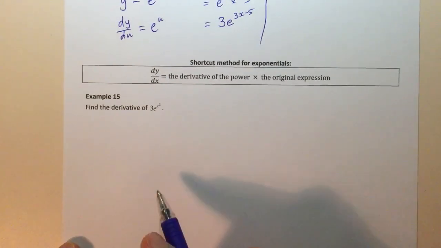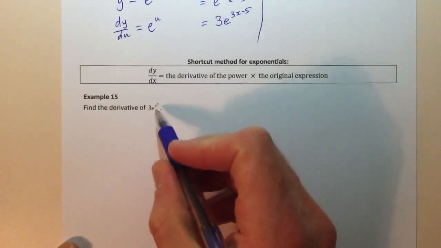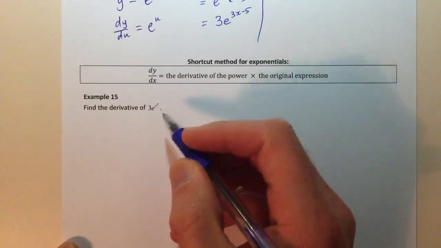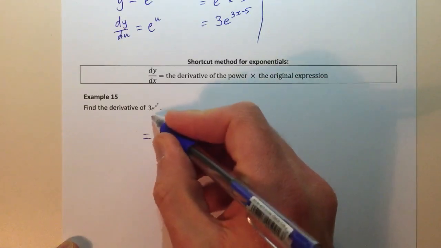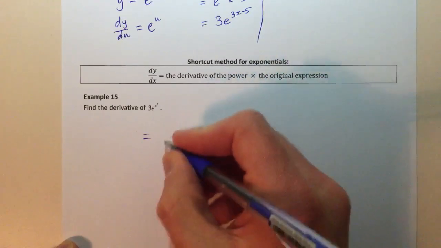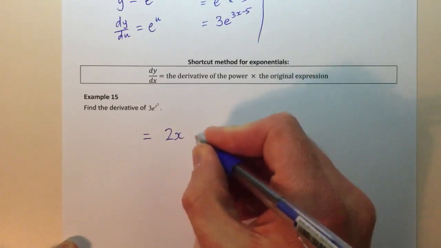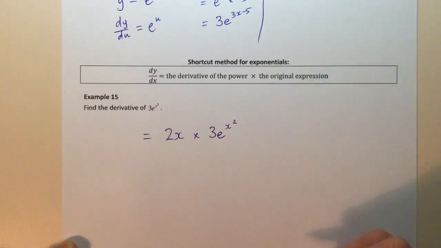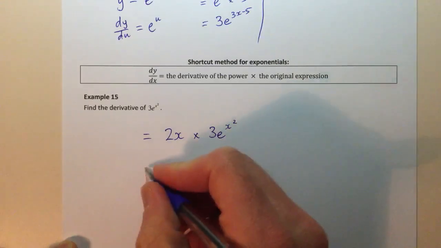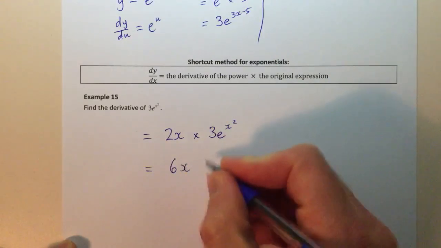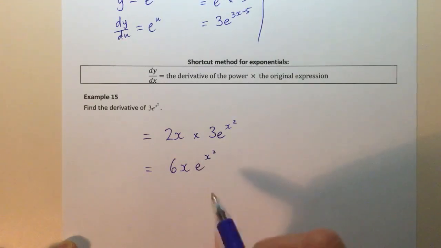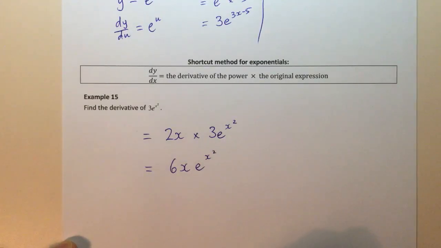So example 15, let's do this the short way straight away. x squared is the power. What's the derivative of x squared? It's 2x. So the derivative of 3e to the power of x squared is just 2x times the original expression. And 2 times 3 is 6, so we can go a step further here. You can see how quick that is once we recognize that all we're doing is multiplying by the derivative of the power.